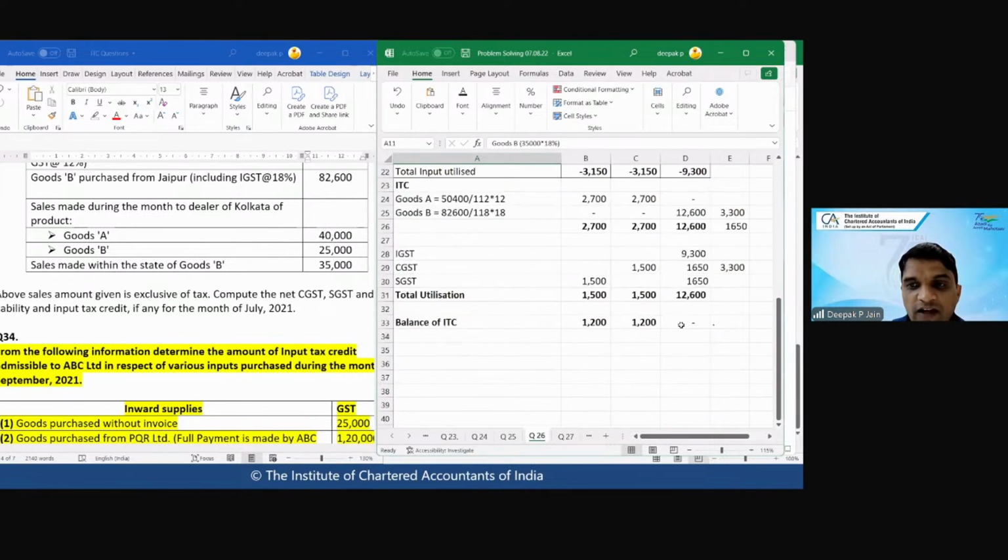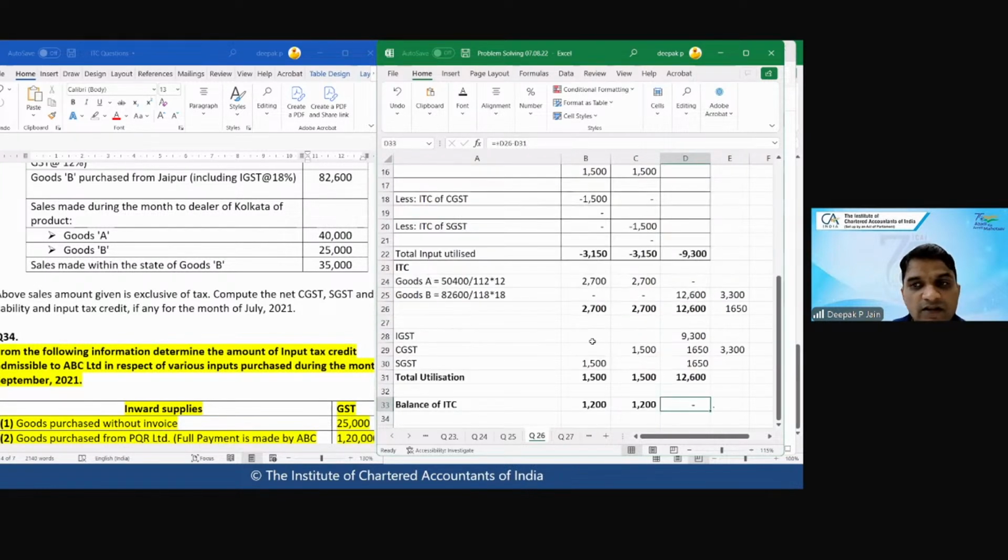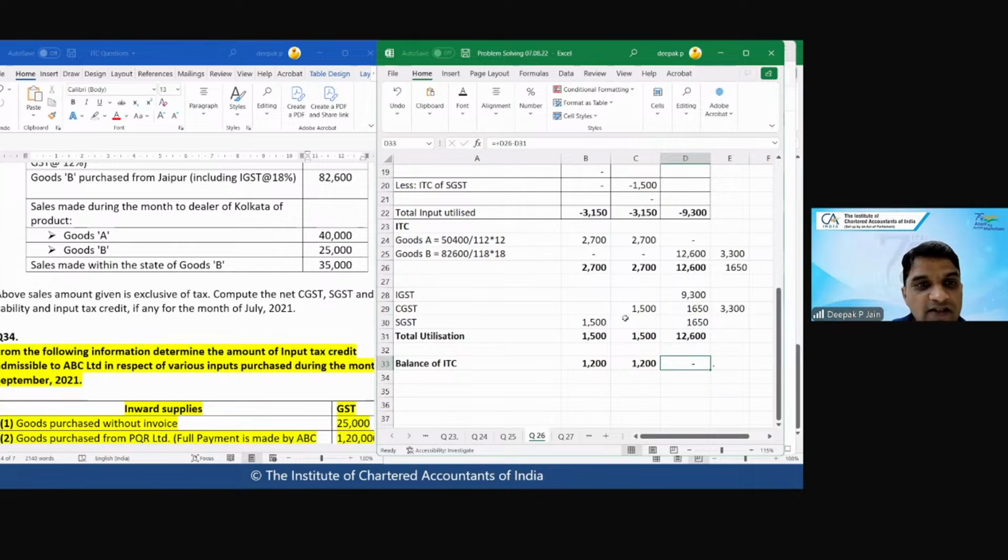Balance 2,400 IGST is left. In this, no. None of the IGST is left in this question number 26. You can't leave IGST back, right? So you have to utilize the IGST completely. So what will be left is 1,200 CGST and 1,200 SGST.